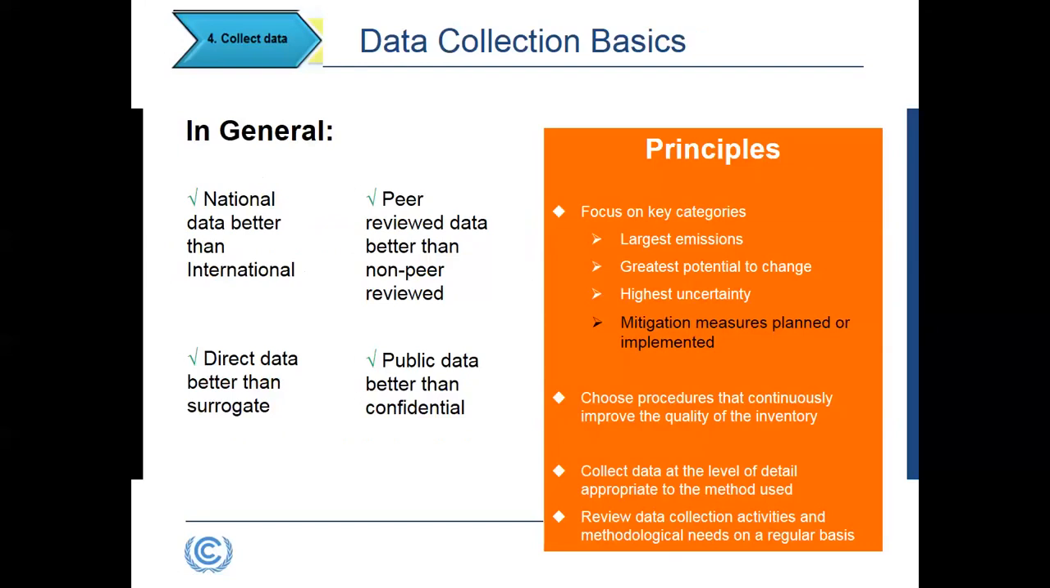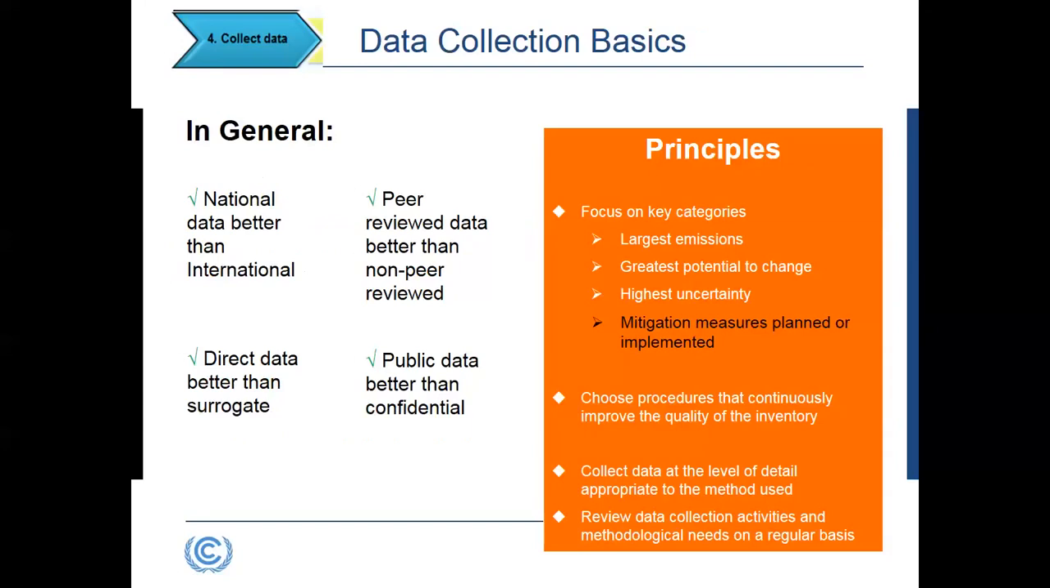And so that means, for example, if you can get data on automobile fuel consumption separately, obviously do that rather than just estimate it based on the assumption of how many cars are out there versus how many boats. These are common sense, right?